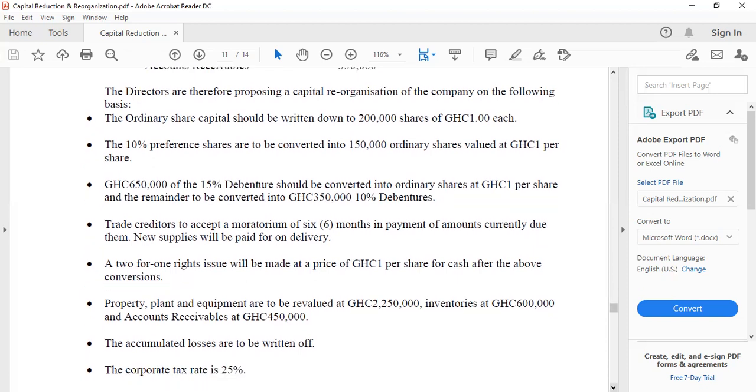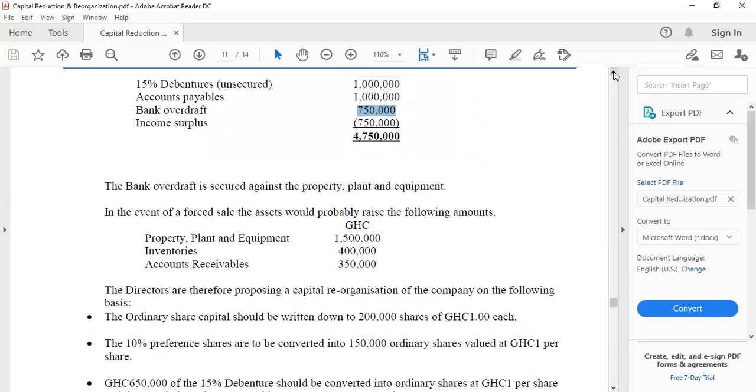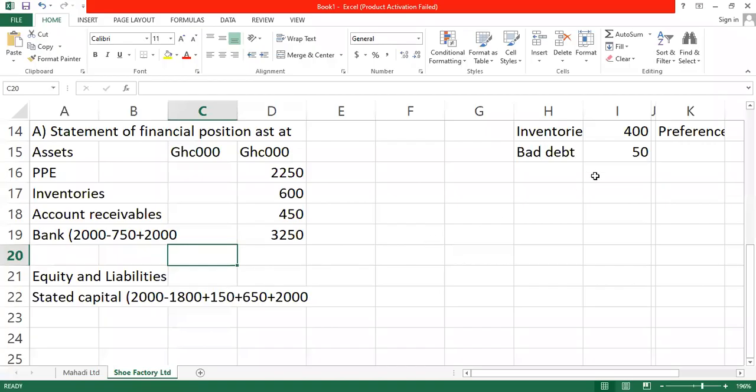So the property, plant and equipment, we have done that already, isn't it? The accumulated losses are to be written off. So what is accumulated losses? It is the losses on the income surplus account. How much is that? 750,000. So which side is it going to be, debit or credit, for capital reduction? Debit. The debit side.